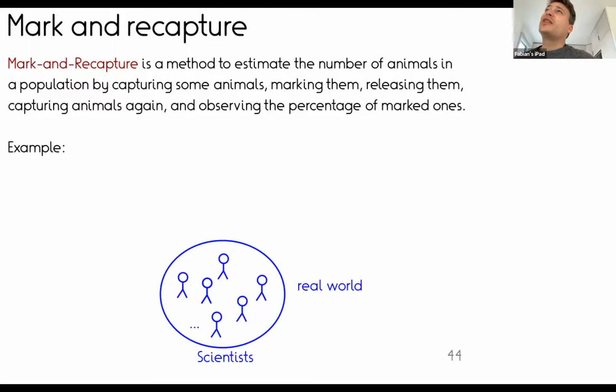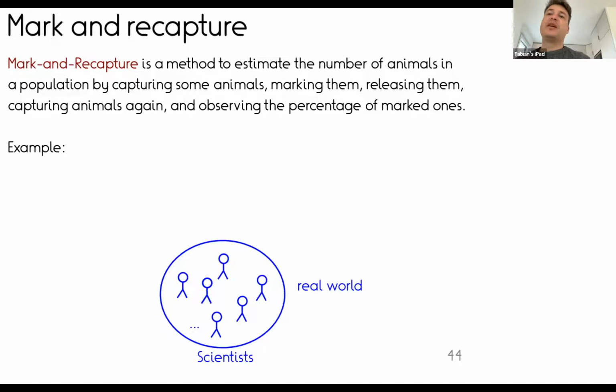And that's an approach that's actually used by biologists to figure out how many animals there are in a certain area. For example, the biologist wants to know how many ducks are living in this lake. And so what they do is they capture some ducks, they mark them, they put a ring around their foot, and they release them. And the next day they capture some animals again, and they count how many of the captured ones have a ring. And from this ratio, they can determine how many ducks are on the lake.